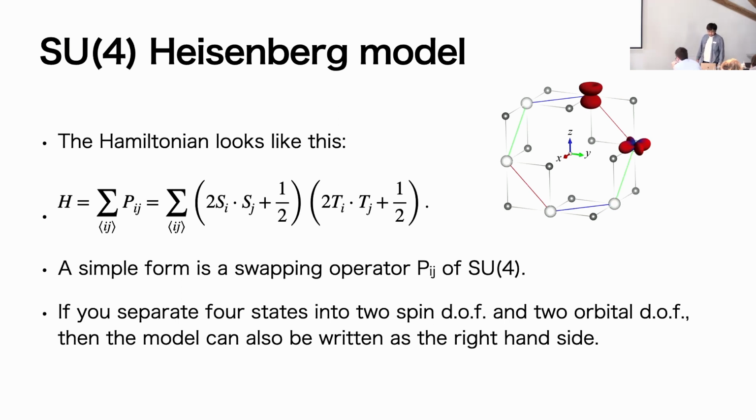If you separate the 4 SU4 states into 2 spin degrees of freedom and 2 orbital degrees of freedom, the spin degrees of freedom are written by the S operator, and the orbital degrees of freedom are written by the T operator, which has spin half. Then the model can also be written by the right-hand side. The coefficient is important. Only 2, 1/2, 2, 1/2 has the exact SU4.